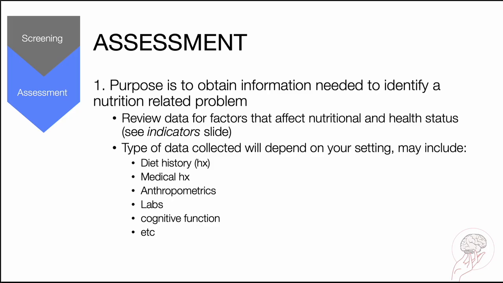So during the assessment, you're going to review data for factors that affect nutritional health and health status. And the type of data you'll collect will depend on your setting, but it may include diet history, medical history, anthropometrics, various labs. So, usually when we refer to labs, that means some sort of blood draw, cognitive function, etc. There's lots of things we could collect that are going to go into our assessment.